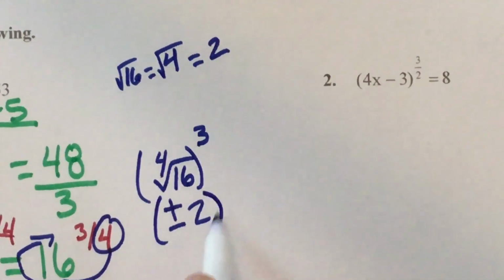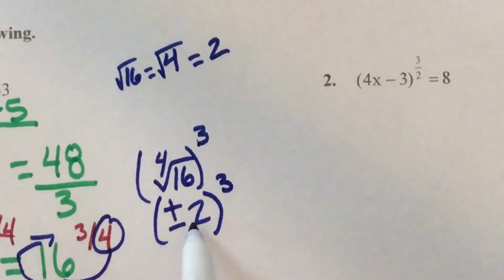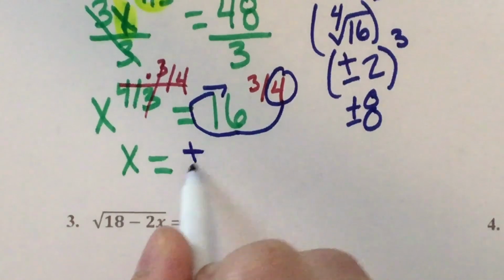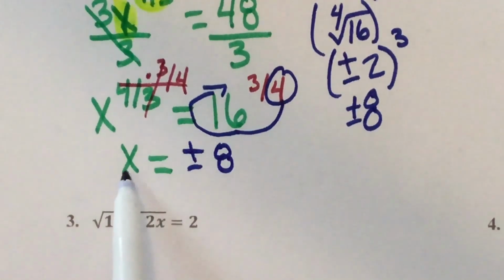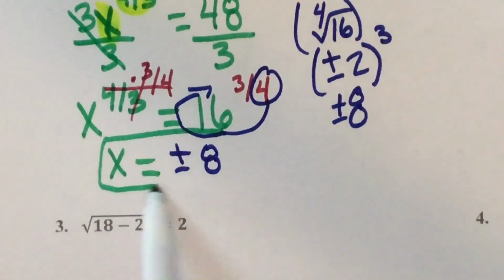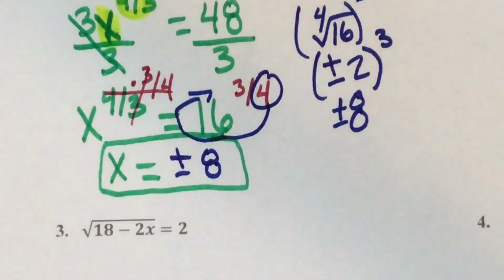Then I need to raise this to the 3rd power. 2 times 2 times 2 is a positive 8. Negative 2 times negative 2 times negative 2 is a negative 8. So it's a plus minus 8. And that's what goes right here. Now, since x is by itself, I'm done. So that didn't end up being too bad. Okay.